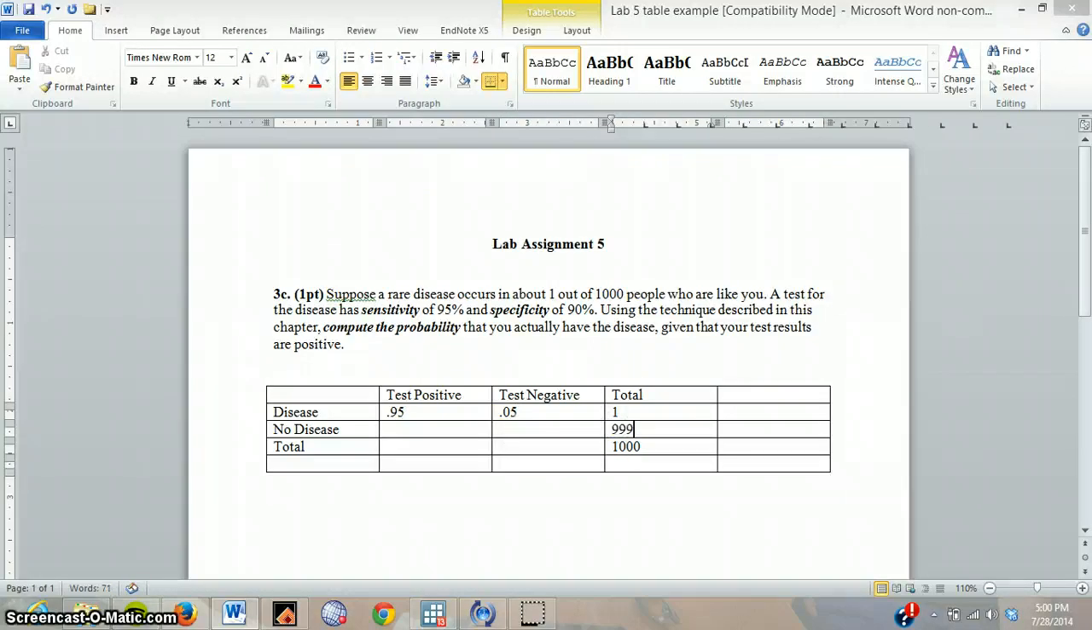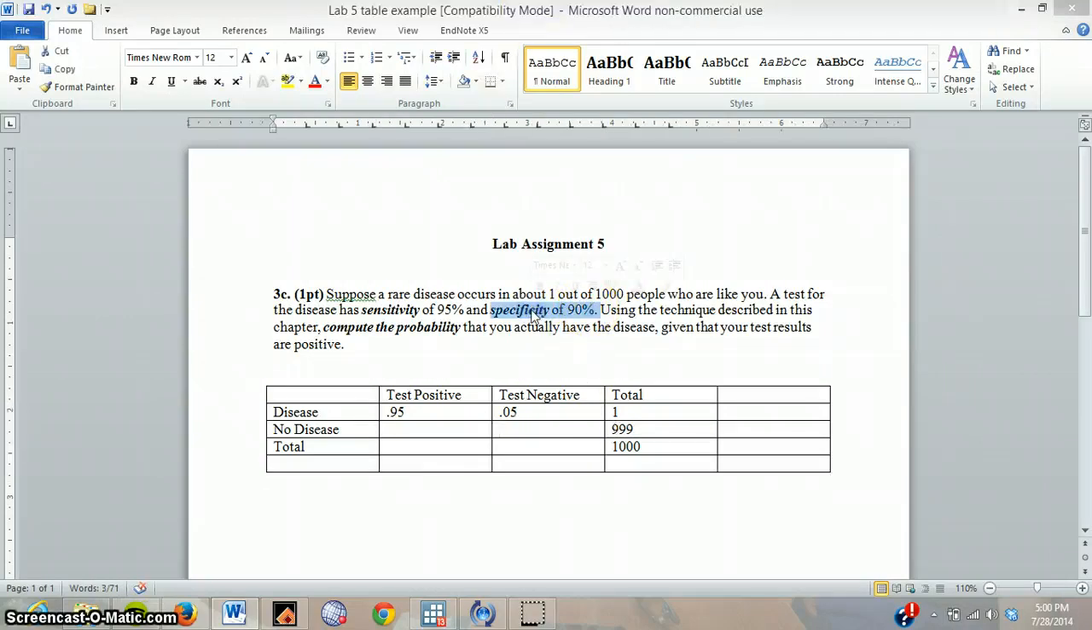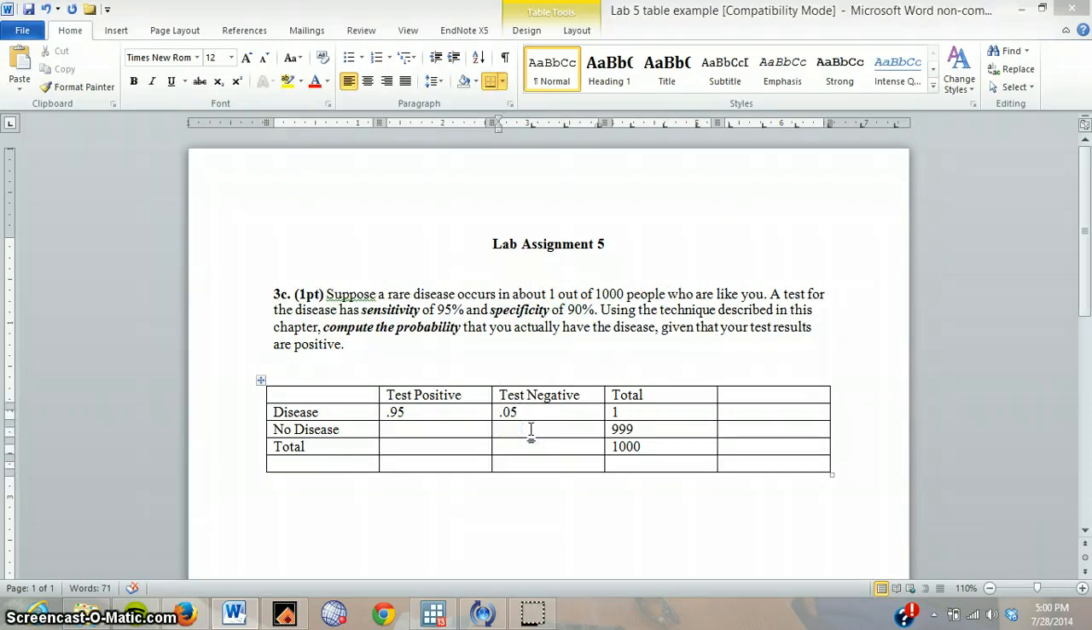We can look here that 999 people out of 1,000 don't have the disease. And the specificity test, which again tests that you don't have the disease and you tested negative, is 90% of the time. And what I did here is I took 0.9 or 90% times 999, and I got 899.1. And we can fill this in here and we can go 99.9. So this is saying that 99.9 people out of 1,000 don't have the disease but test positive.